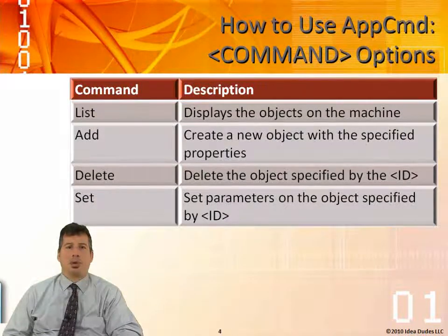So how do you use the AppCmd and the command options? Well, you list. List is used to display the objects on the machine. We have the command add, which creates a new object with the specified properties. Delete, you delete the object specified by the ID. And set sets the parameters in the object specified by the ID.